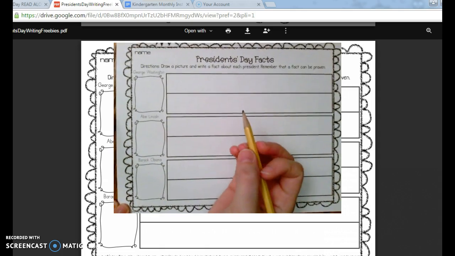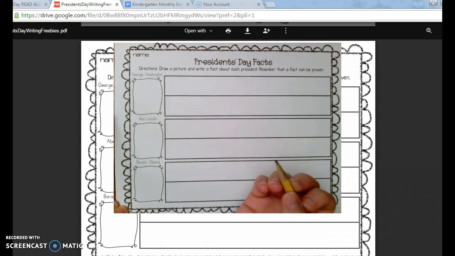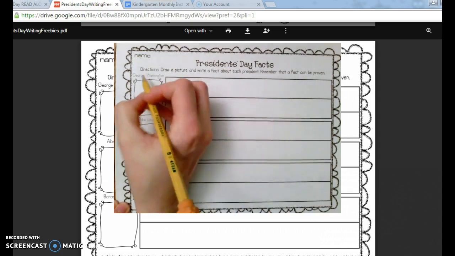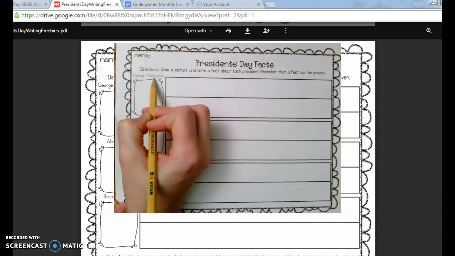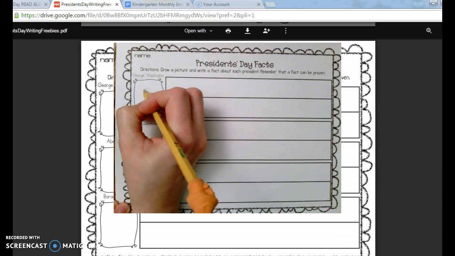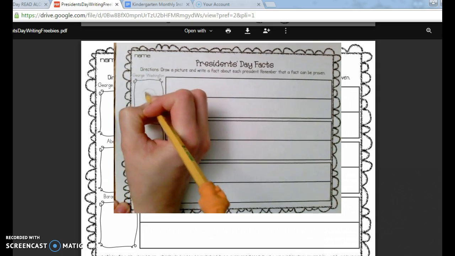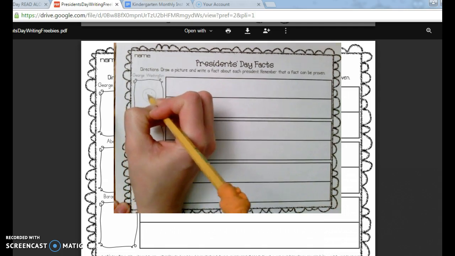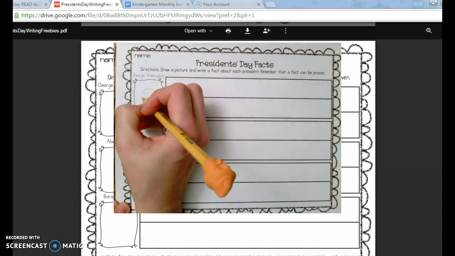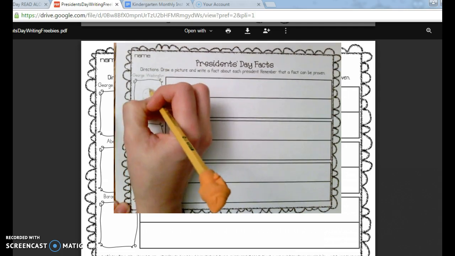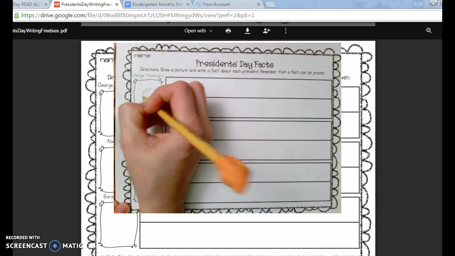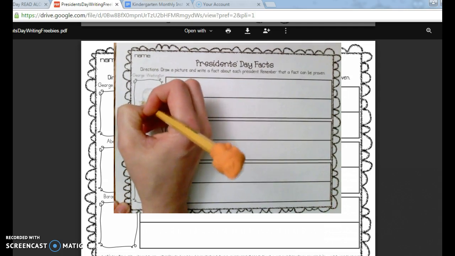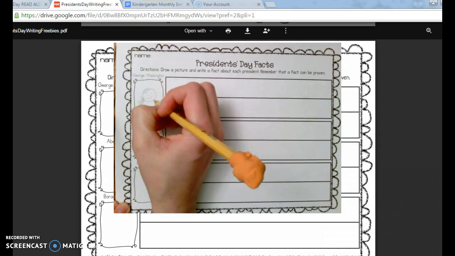So I am going to model an example of how to complete this activity. Here I'm going to pick George Washington. So I'm going to draw a picture of George Washington. Okay, and I am not an artist. I just want you to do the best that you can. And I think in the book he had kind of long hair and a ponytail. So I'm going to give him kind of long hair. Okay, and then draw his body.